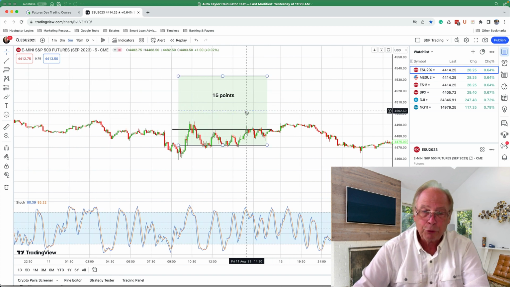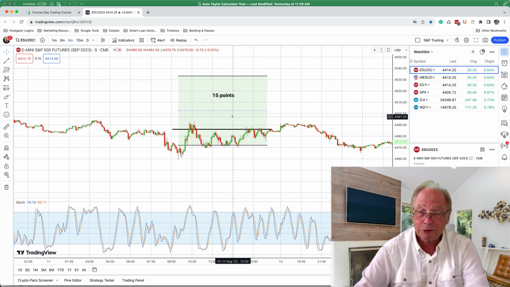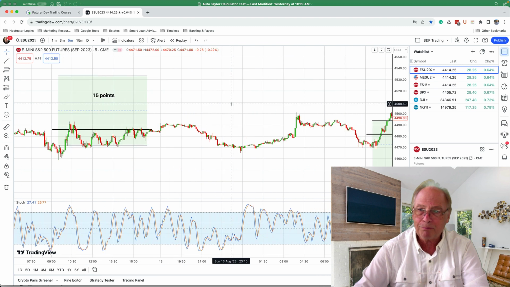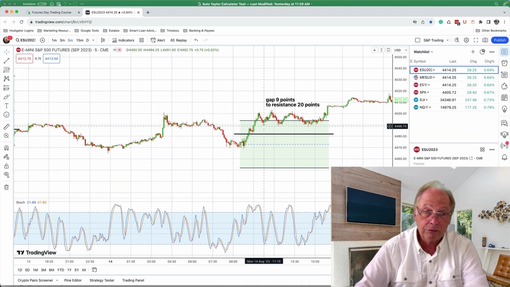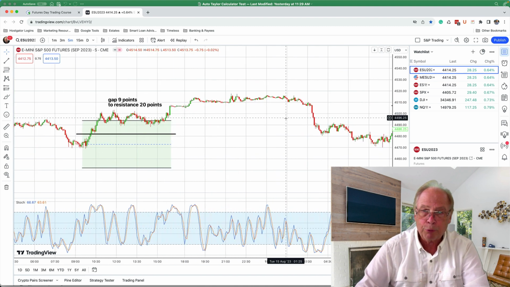August 11th, prices traded within the trading zone. Gap was good for 15 points. August 14th, the gap filled for 9 points. If you held on to the trading zone resistance level, you were good for 20 points.